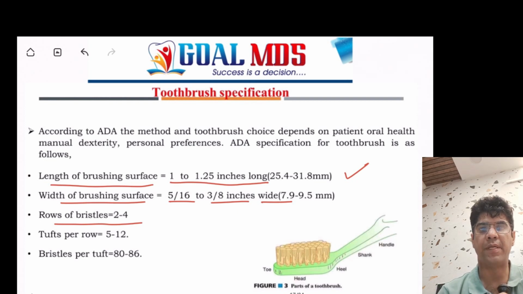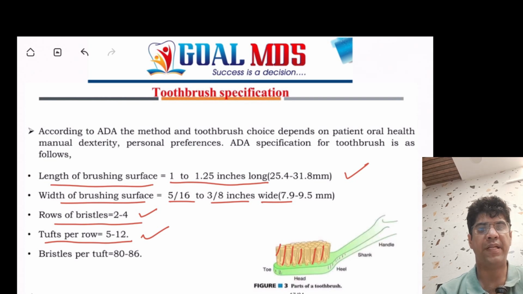Suppose this one is a brush, and the rows of bristle refer to the lines or groups of bristles that appear straight on the brush head. So a toothbrush has multiple rows of bristles, usually placed side by side. The tufts per row should be 5 to 12, and rows of bristle is 2 to 4.